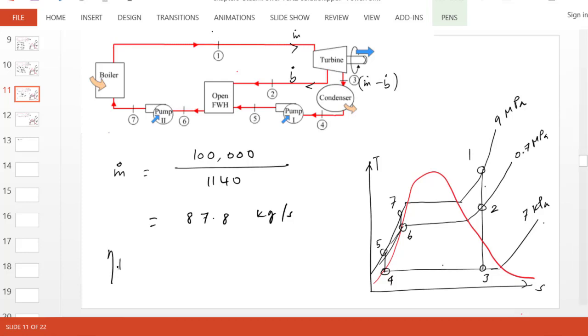Also, we can very easily calculate the thermal efficiency of the cycle because we already know the net power. We know what Q dot in is, and that turns out to be 43.37%.